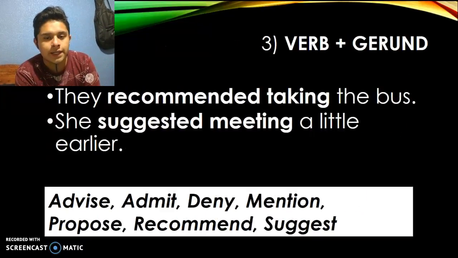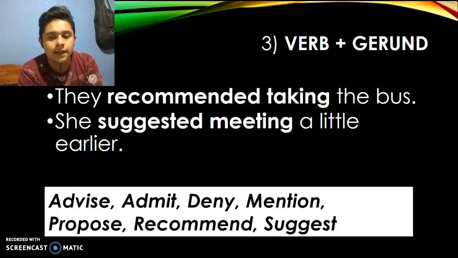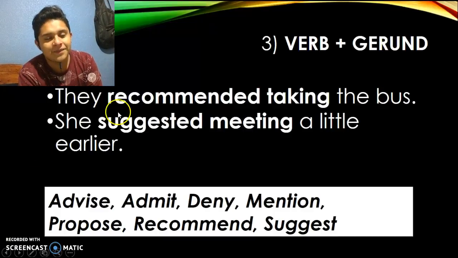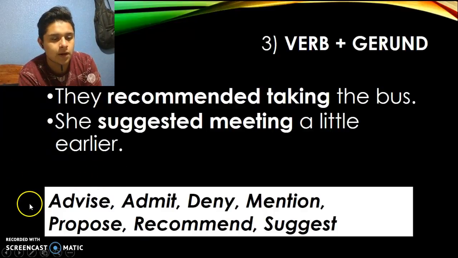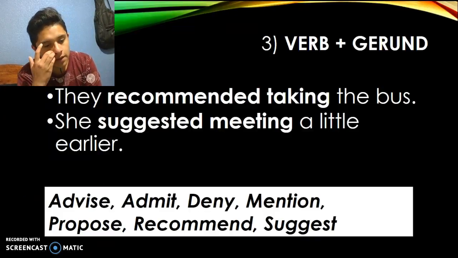The third pattern is verb plus gerund, or verb in ing. Examples: they recommended taking the bus. She suggested meeting a little earlier. And as you can notice, we have here the verb and the gerund. The verbs that are regularly used in this pattern are advise, admit, deny, mention, propose, recommend, and suggest.